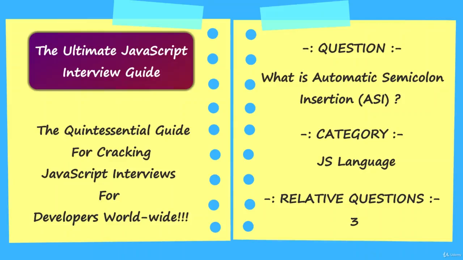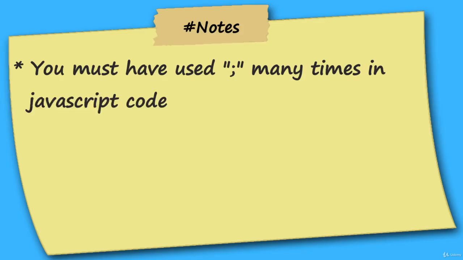There is one more important topic called automatic semicolon insertion, which we are discussing in this lecture. The question I am raising here is, what is automatic semicolon insertion, or what is ASI in JavaScript? The category of this question is JS language, and there will be three relative questions with this topic.